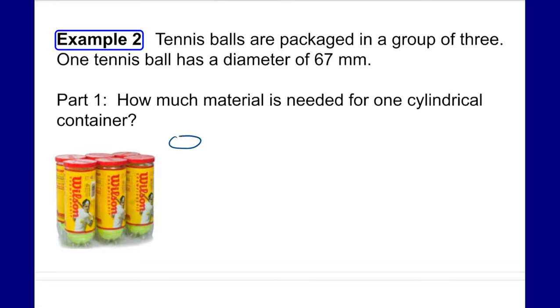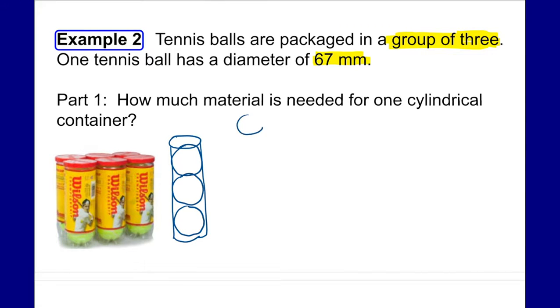We have our cylindrical container. Our container holds 3 tennis balls. And that's all the information we're given, other than the diameter is 67 millimeters. We know that they're groups of 3. So we do need some information here, because we need to know what the dimensions are, right?